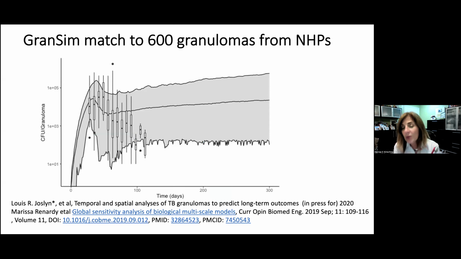So of course we put our model through many different calibration rules. And so here's an example of 600 granulomas from non-human primates sacrificed at different times. And you can see the range and the median on their granulomas. And so of course our granulomas match within that same range. But as modelers know, we can go beyond and predict more of what's going to happen over time, right?